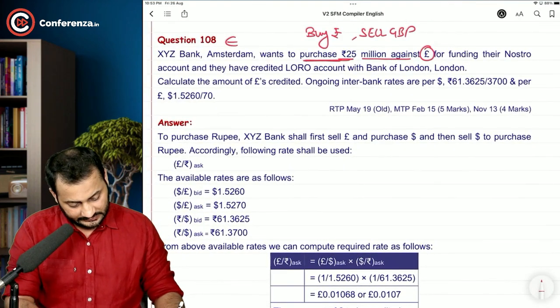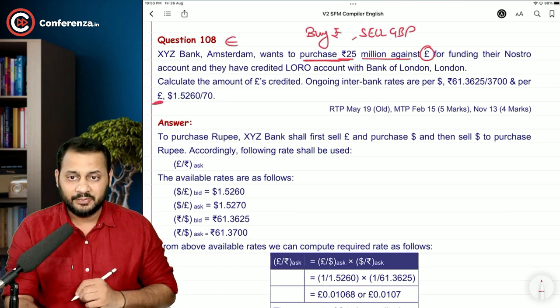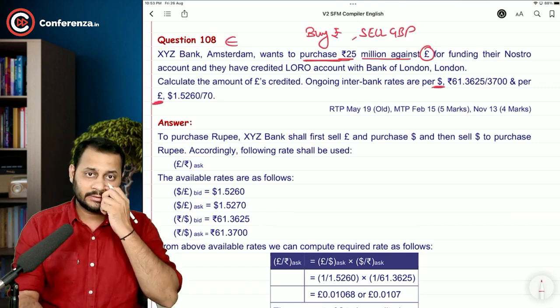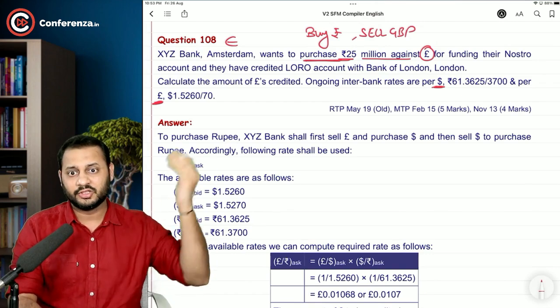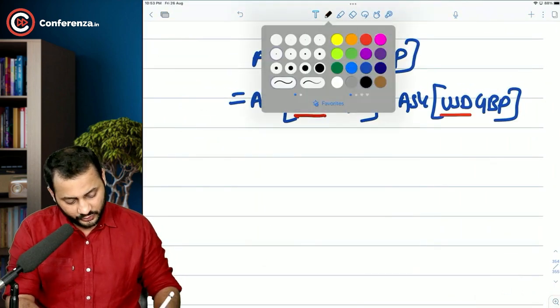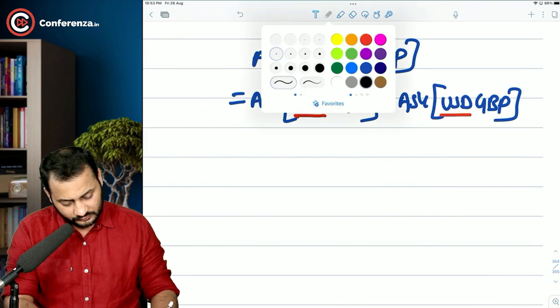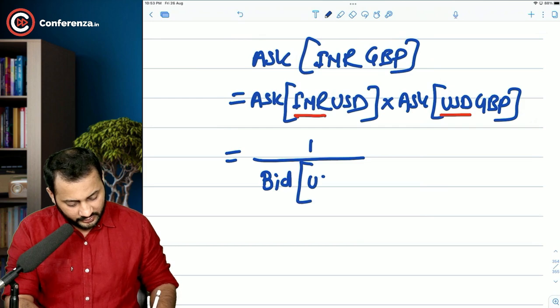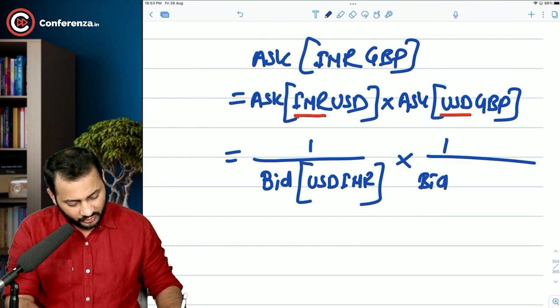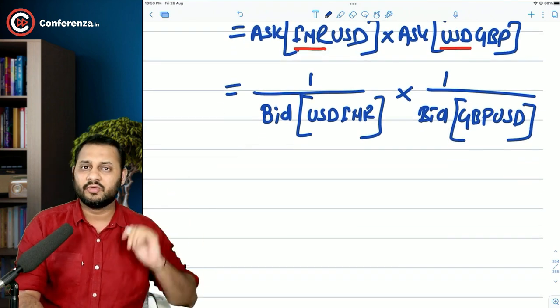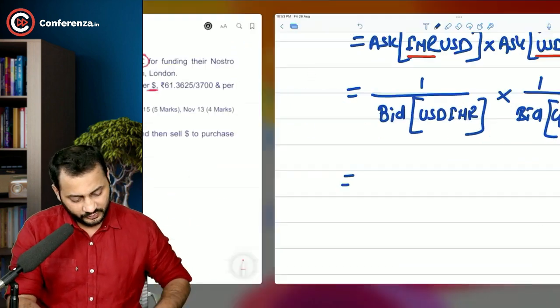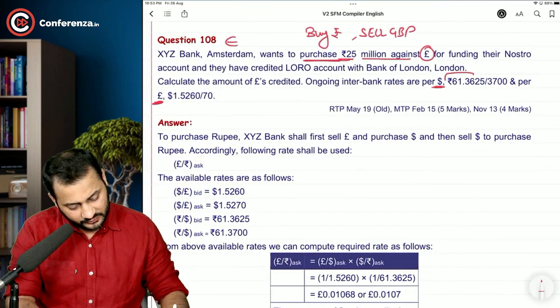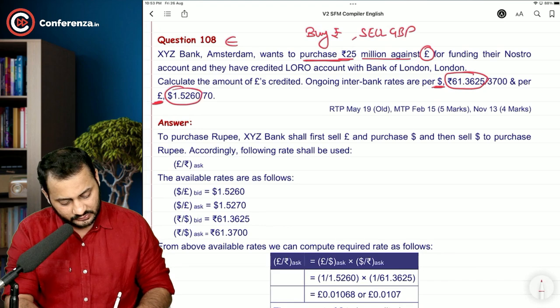Here GBP is the base currency and here dollar is the base currency. So both the quotations are opposite. So what are we going to do? Simple. Reverse both the quotes. One by bid of USD INR, now we can pick the rate. 1 by bid of GBP USD, now we can pick the rates. So bid of USD INR and bid of GBP USD. Let's take the bid rate, this one and this one.